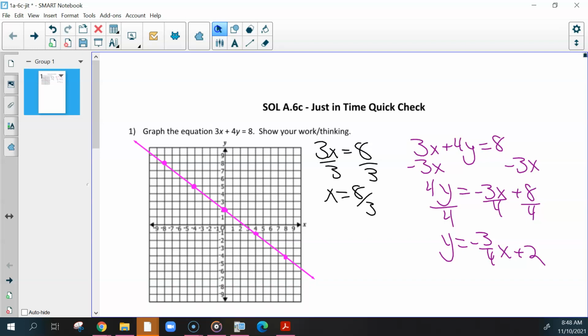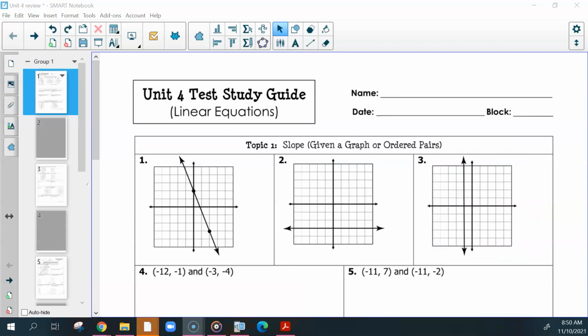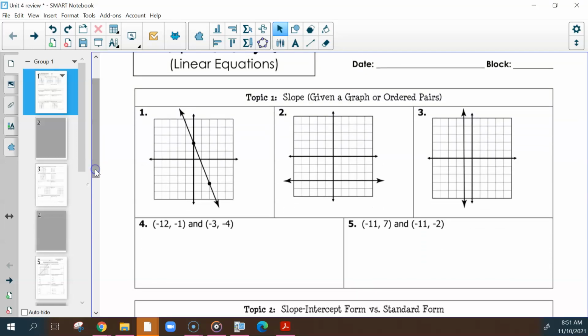Some of you asked for the review. So remember that we've covered 3 topics: intercepts, finding them algebraically and graphically; slope, finding slope from a graph, from 2 points algebraically, from an equation algebraically; and then graphing lines from slope-intercept form and standard form, converting it from intercepts, and then horizontal and vertical lines.